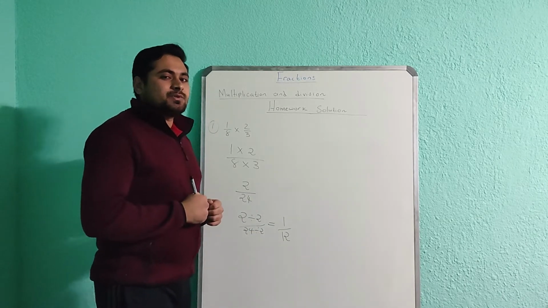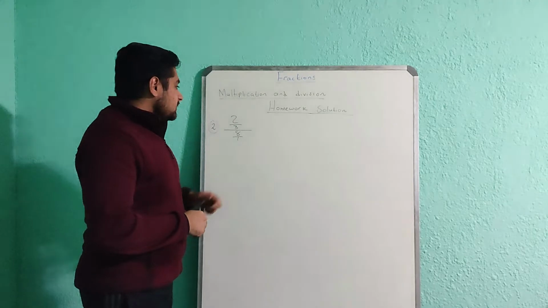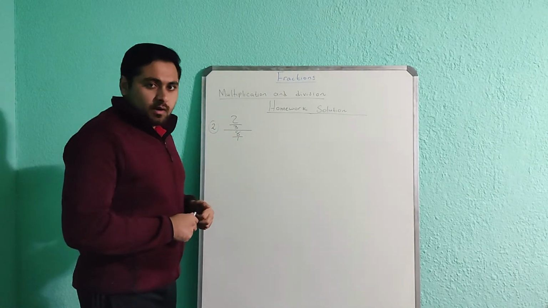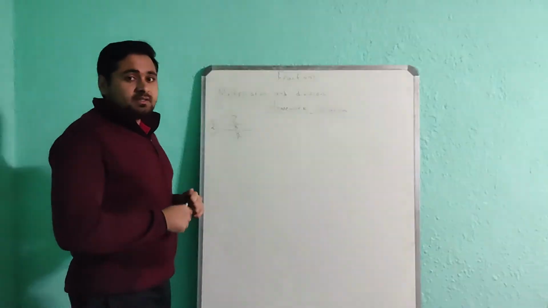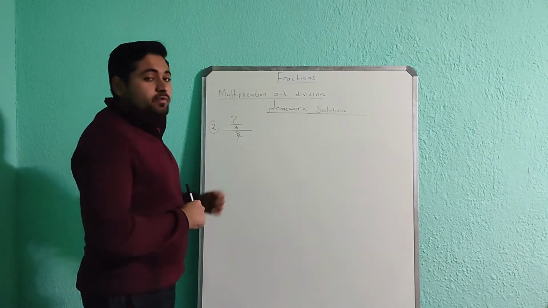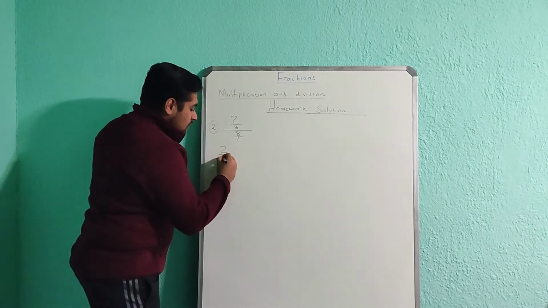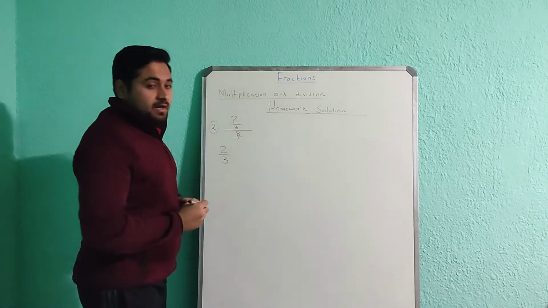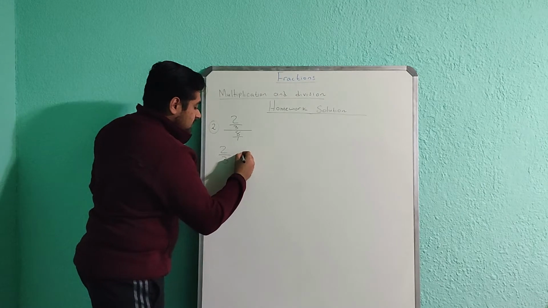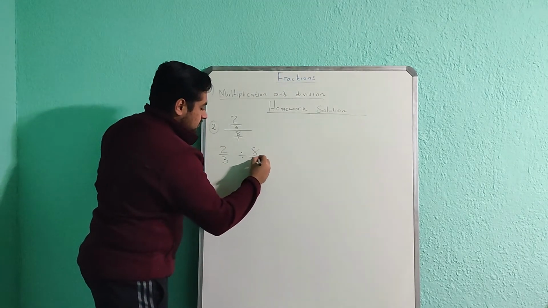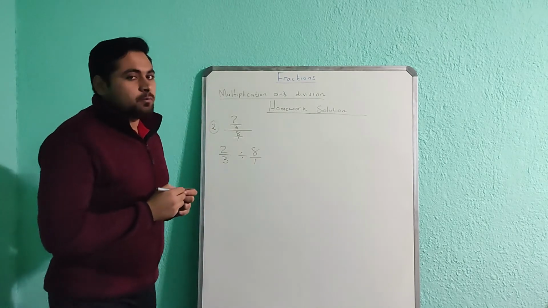Let's move on to number 2. The second question was 2 over 3 all over 8 over 1. First, this is in format B, so we need to take it to format A. We write the numerator, which is 2 over 3, divided by 8 over 1. Now we have it in the format that we understand.